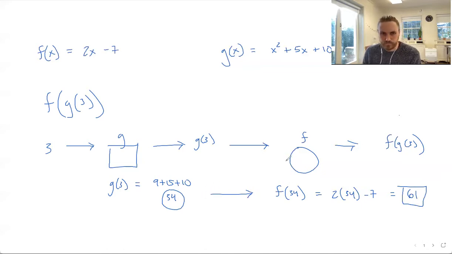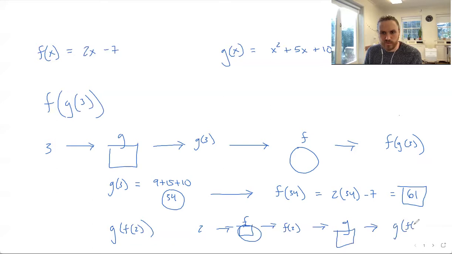It's 61. Let's just try one more. Let's try g of f of 2. If we're thinking about g of f of 2, basically we're plugging 2 into f, then plugging that result into g. So 2 gets plugged into the f function machine, and out comes f of 2. Then I'm going to take f of 2 and plug it into g, that's going to be the g function, and out is going to come g of f of 2.